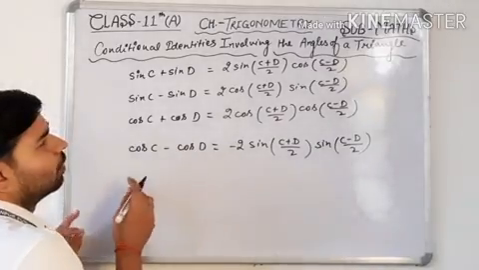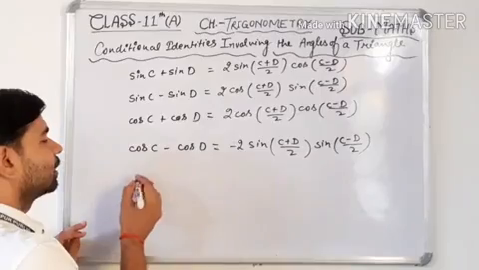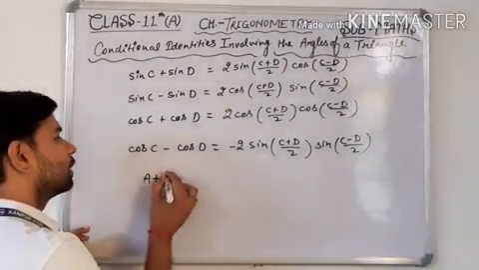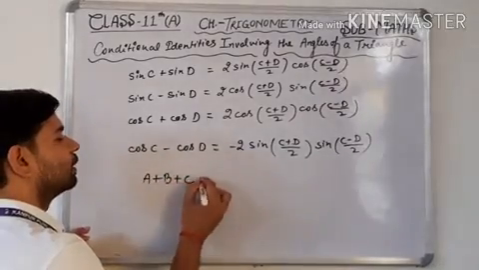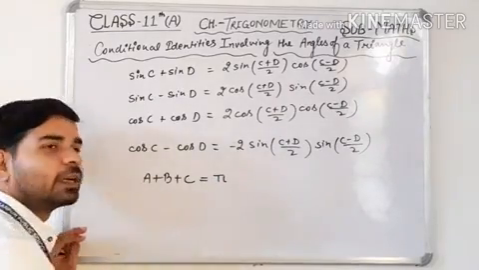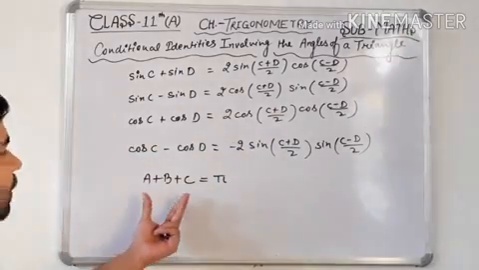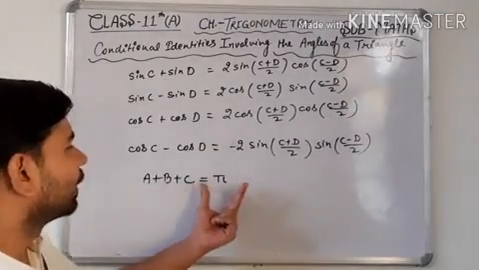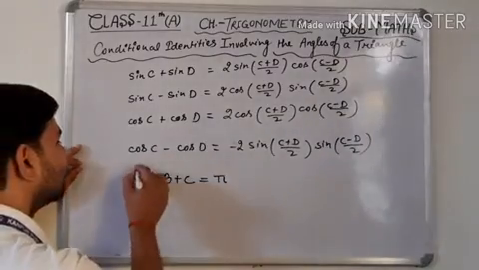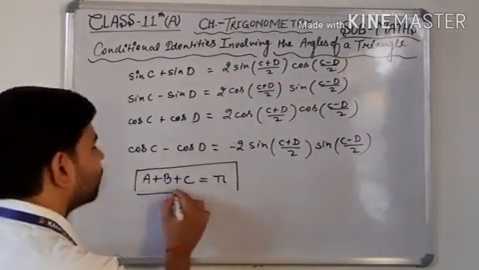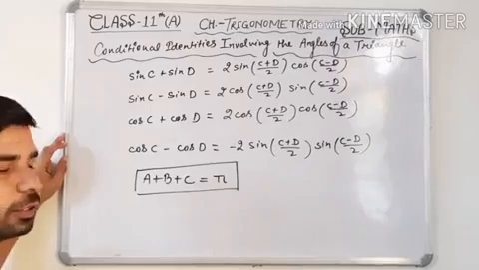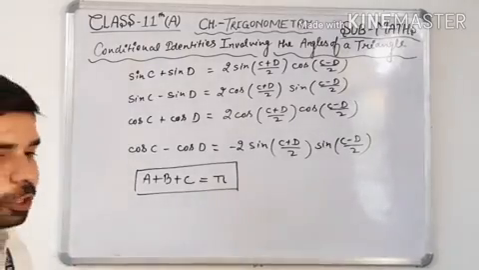And there is a condition given to you that A plus B plus C is equal to pi, which is the condition of a triangle, that the sum of the angles of a triangle is 180 degrees. So you have to use this condition to solve these types of problems. It is given to you in the question. Now see how to solve these questions.